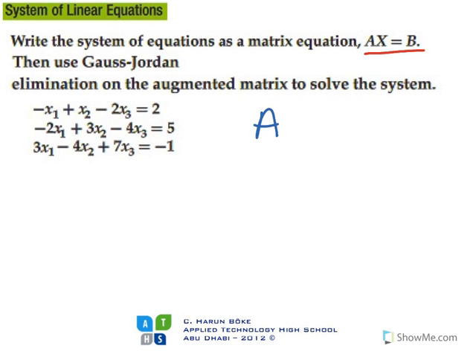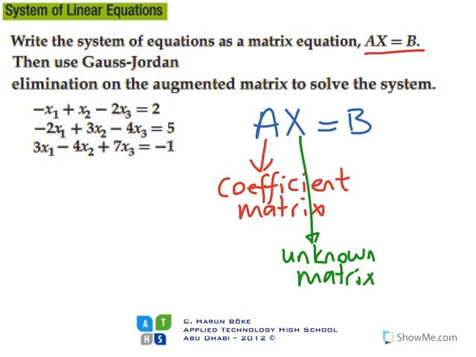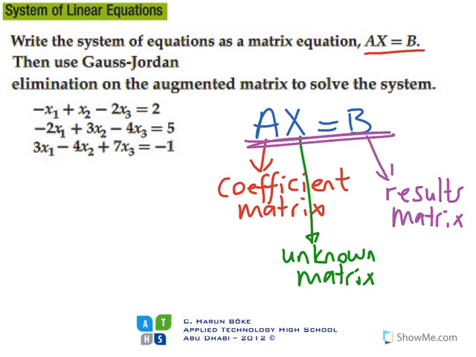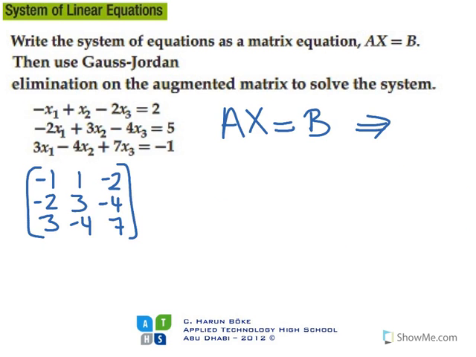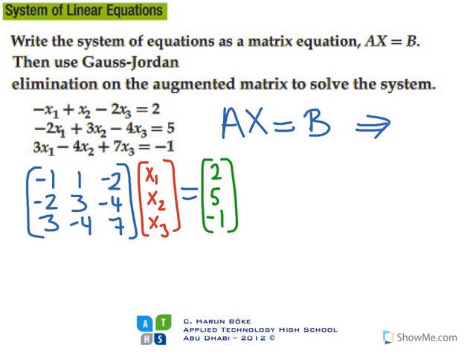So the matrix equation is A times X equals B, where A is the coefficient matrix, X is the unknown matrix, and B is the results matrix. Now let me show you why we write in this form as a matrix equation. Let's substitute the matrices. Now if you multiply A and X, you will see that you get the expressions in the system of equations which are on the left hand side. Let's see.